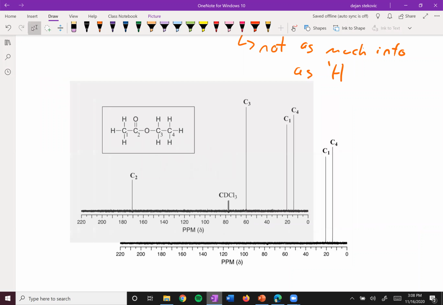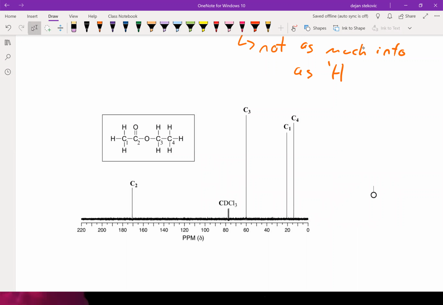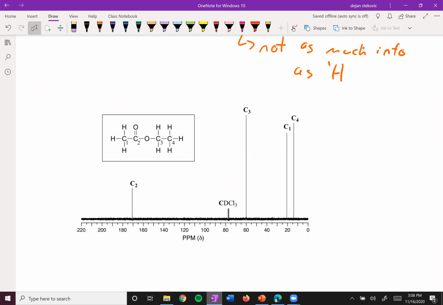Here's an example of a carbon NMR of ethyl acetate. So we've got our compound right here. First thing you'll notice is the chemical shift is much larger. It goes from 0 to 200 parts per million. This right here is the solvent peak, so you just go ahead and ignore that.